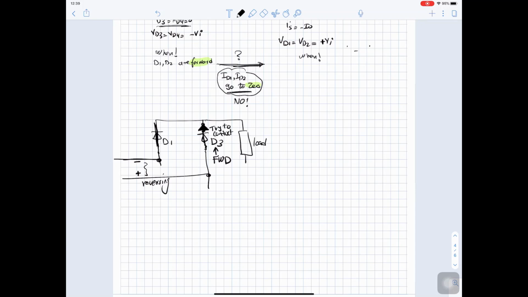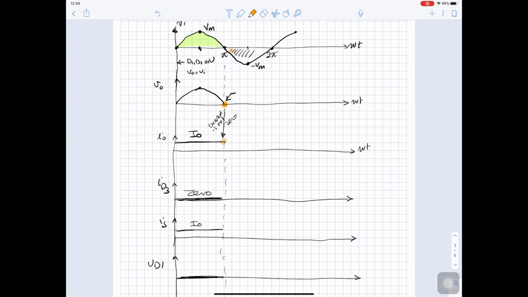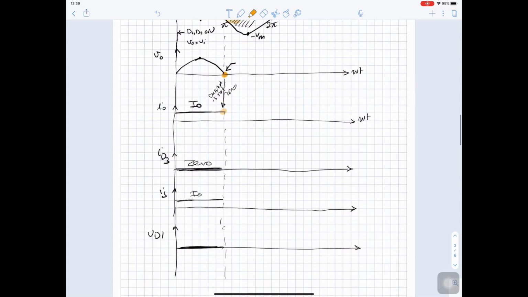Why will it try to conduct? Because it will become forward bias. Why is it becoming forward bias? Because the supply reversed polarity. Why is the supply reversed polarity? Because we are studying at this instant.